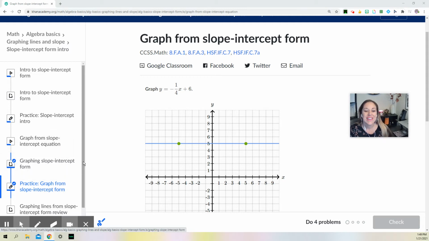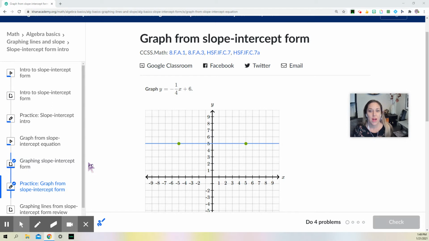Hello, everybody. So we have been talking about slope-intercept form for a while now. Y equals mx plus b. Hopefully you remember what the m stands for, and hopefully you remember what the b stands for. So the m stands for the slope, and the b stands for the y-intercept.